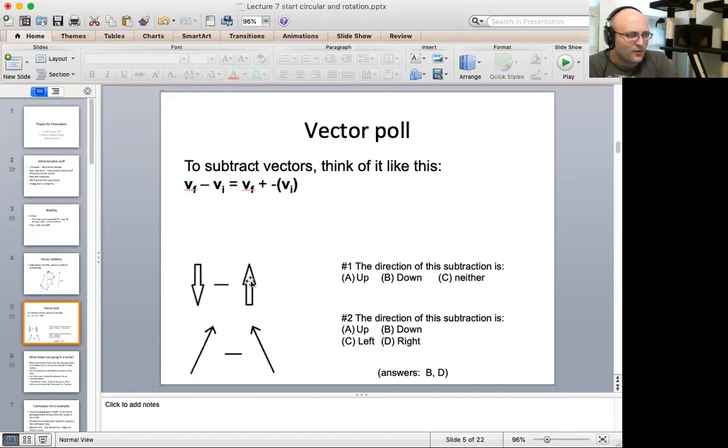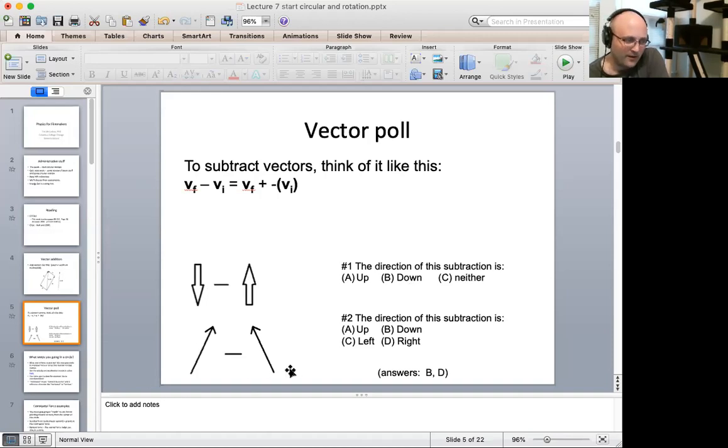So on the quiz, I asked for a down vector minus an up vector. What do you think that is? And the direction of that is up, down, or neither. I'm going to check to see how you all did on this. The most common answer I get from beginners is neither, because they say, well, it's not up or down. The answer is 0 if that were a plus sign in the middle. If this were a plus, then down plus up is 0. But you can think of it as down plus negative up, or down plus down, which is down.